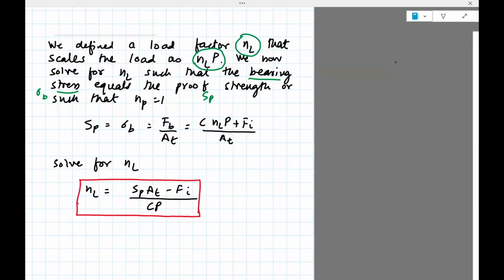So here, instead of assuming it to be P, we assume NL times P, because P might be something which is specific to your application. For a car, P is different from, say, a bike. So P is given, and I'm going to find NL such that the bolt just fails. So SP equals sigma B, which also implies NP equals 1. We get a formula for NL, which is the load factor.